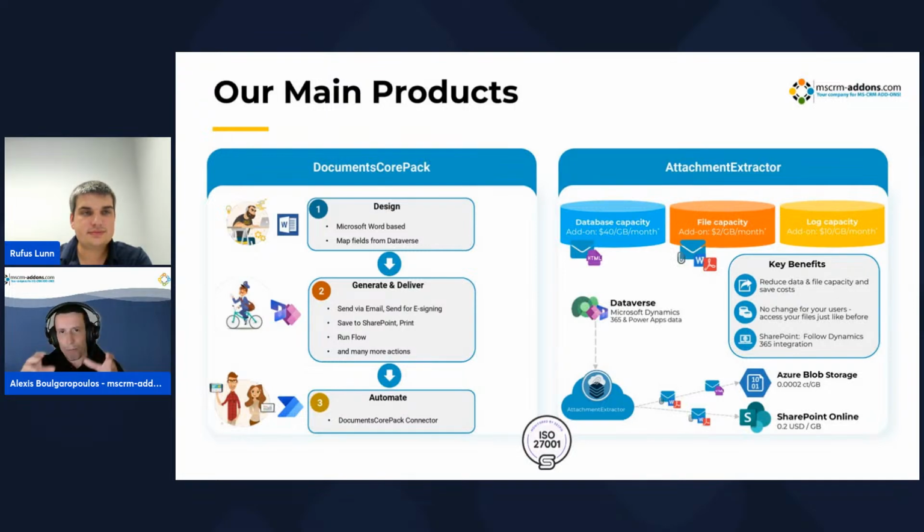So if we look at the Attachment Extractor, how can it help you? Basically, we can hopefully lower the storage cost. How do we do that? We can extract the email content from Dataverse to Azure Blob Storage, or the attachments and annotations can be extracted either to Azure Blob Storage or to SharePoint, depending on your setup.